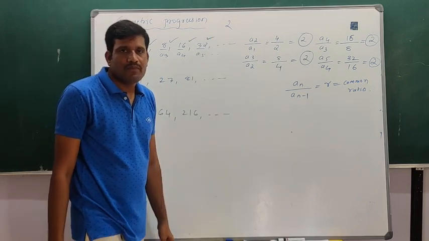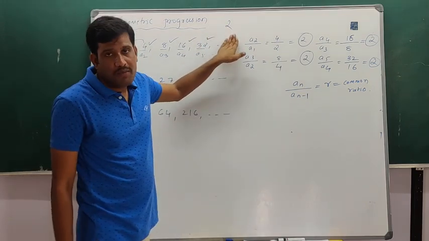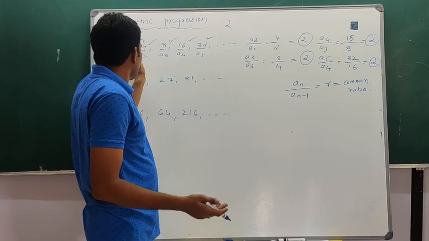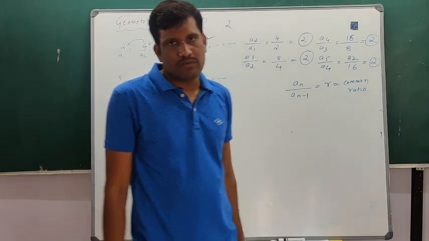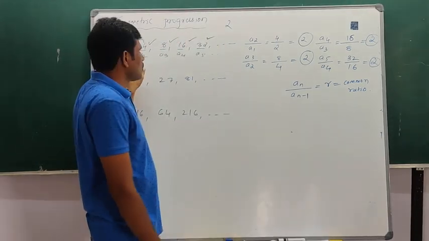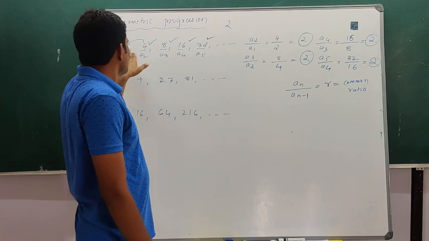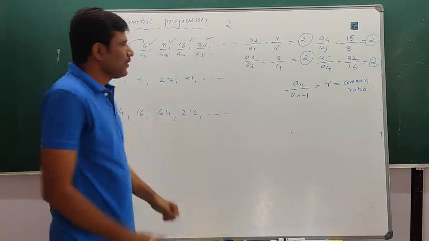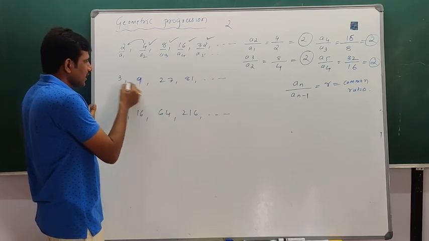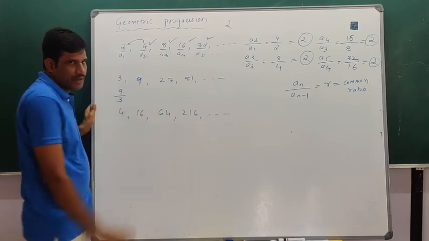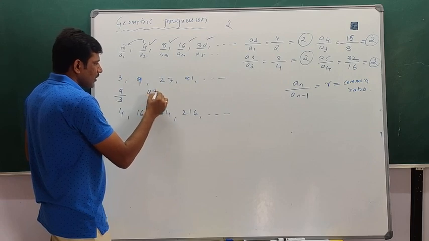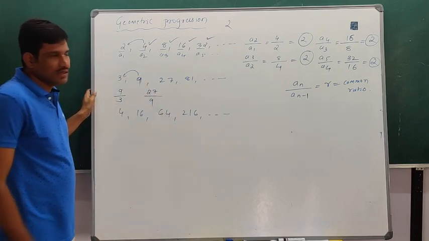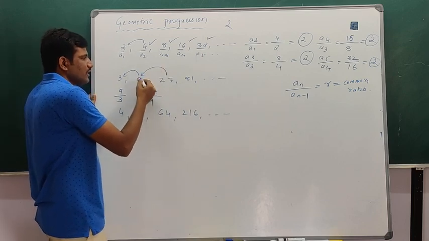So in GP, we multiply each term by the common ratio, that is R, to get the next term. Therefore the first term is 2, the common ratio is 2. So 2 into 2 is 4, 4 into 2 is 8, 8 into 2 is 16 and so on. Here also I will find the ratio of the second term to the first term, 9 divided by 3. Then the ratio of the third to the second, 27 divided by 9.